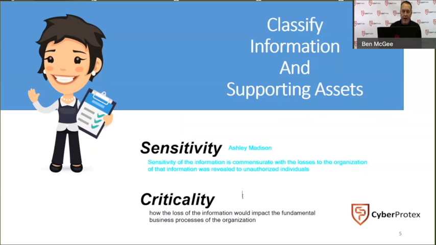In that particular case, the confidentiality, the integrity, and the availability should have been better guarded with different controls. Unfortunately for them, that loss impacted the fundamental business processes of that organization. So that's a big deal. Are there any questions here on the difference between criticality and sensitivity before we move on? Anybody have any other examples?